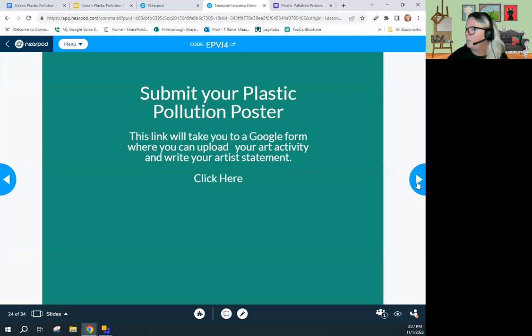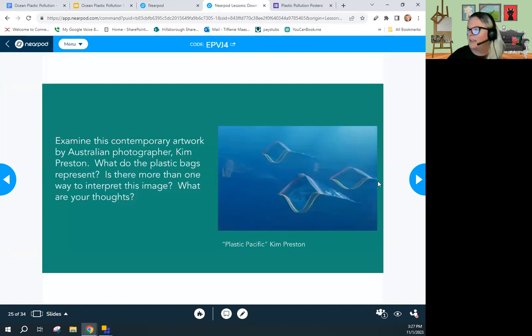All right. So we are moving on now to the last bit. Here we're looking at another contemporary work of art. This one is called Plastic Pacific. It's by an Australian photographer. She's a contemporary artist. Her name is Kim Preston. When looking at this work of art, what do you think these plastic bags represent? And my next question, do you think there's more than one way to interpret this image?